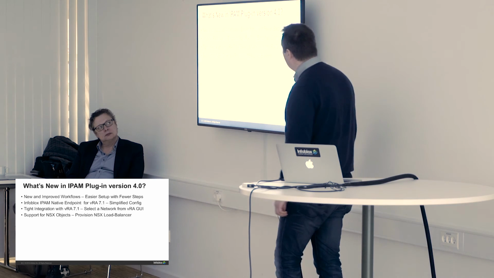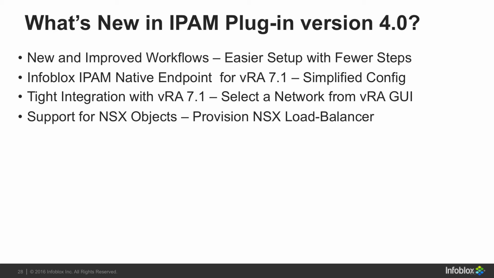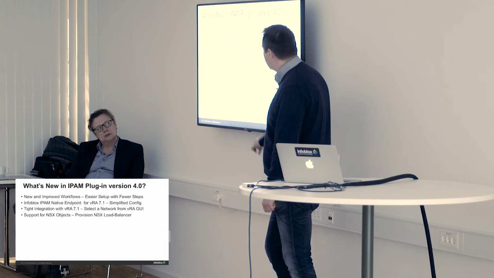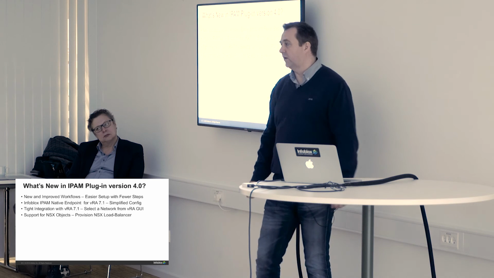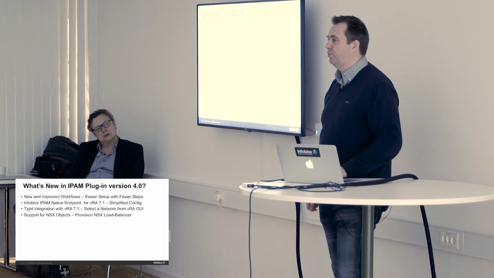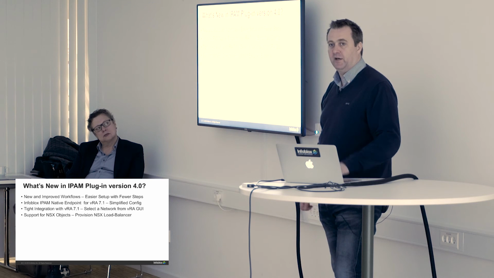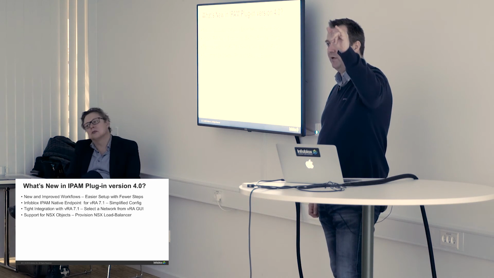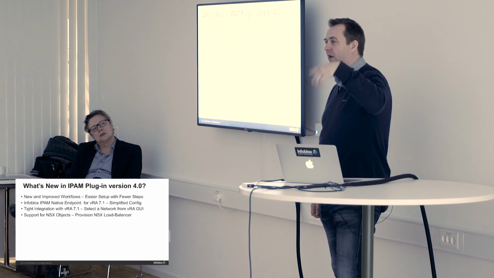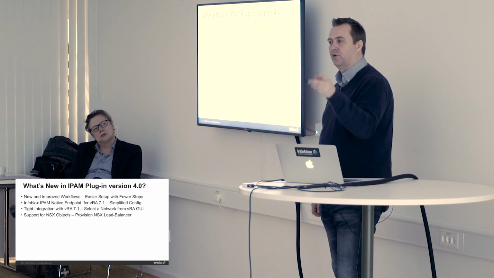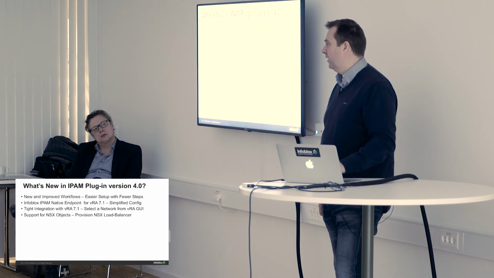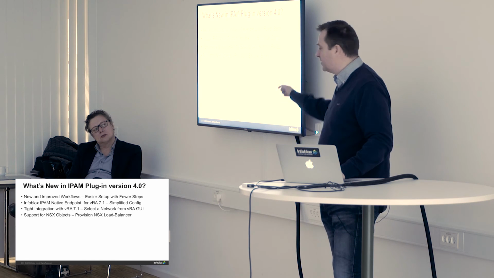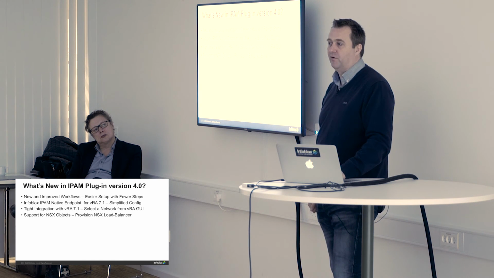So what is new? New and improved workflows, easier setup with fewer steps, native and tightly integrated, and also we can provision NSX load balancers from that new plugin. So there you can basically say, I have my load balancer IP, I have my different VMs, and you can add VMs and remove VMs, and IP addresses and individual DNS names are automatically allocated while it's being load balanced by the NSX load balancer of VMware.